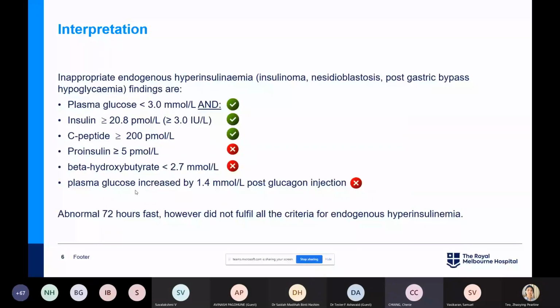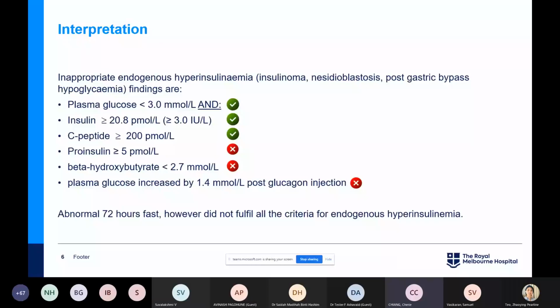So overall, this was an abnormal 72-hour fast, but did not fulfill all the criteria for endogenous hyperinsulinemia. And so it is in the gray zone. And the clinician, so one of you have already mentioned imaging. We try to avoid imaging until we have a biochemical diagnosis, because as people get older, we do get incidentaloma.